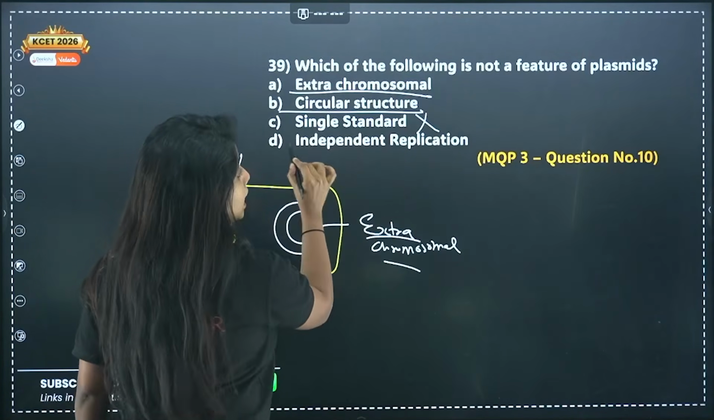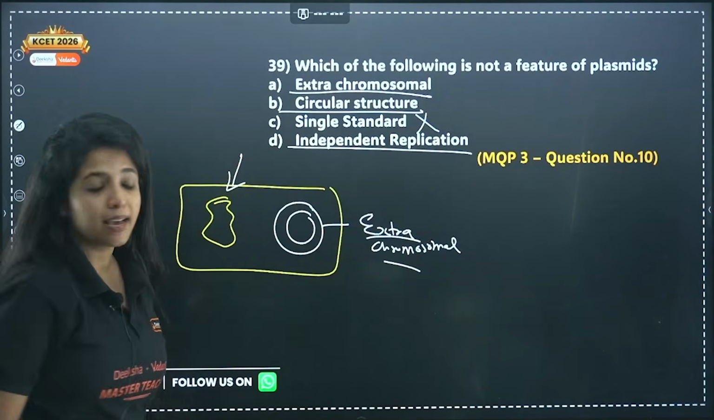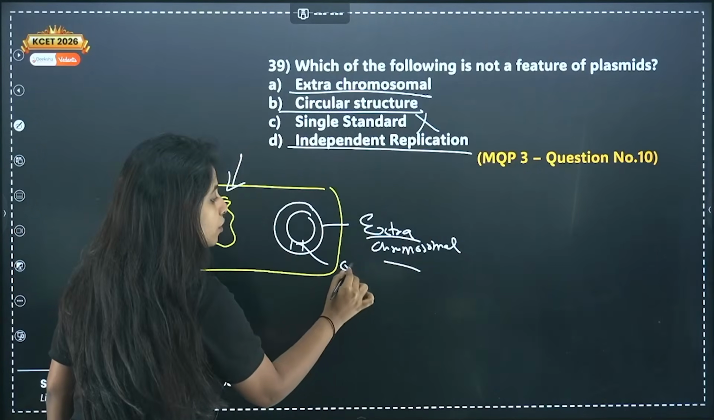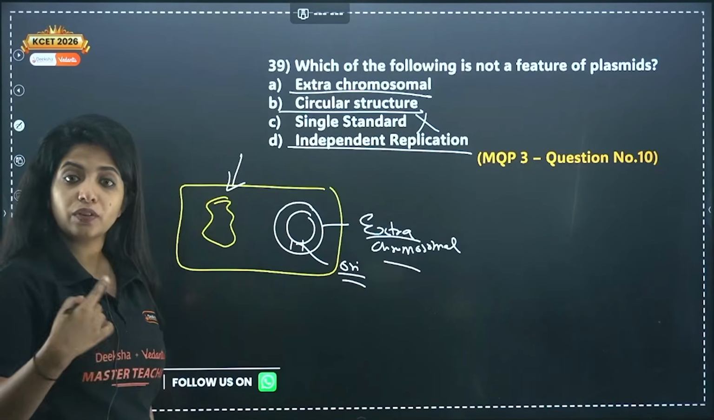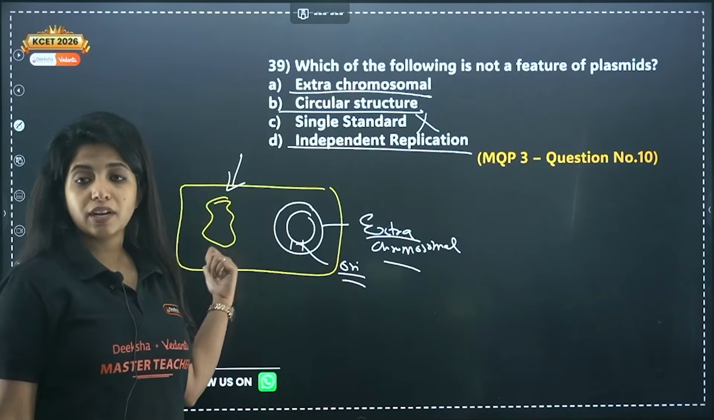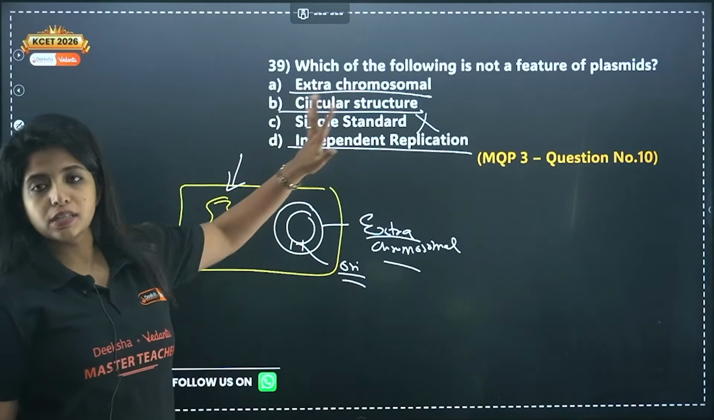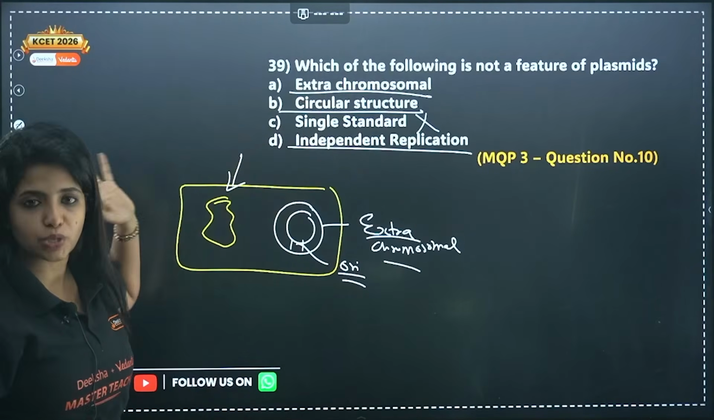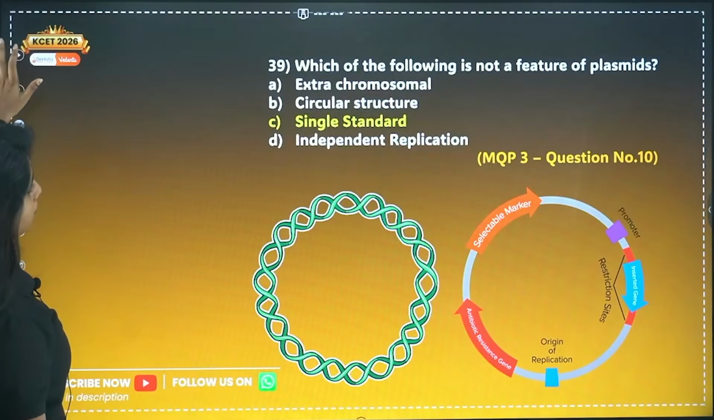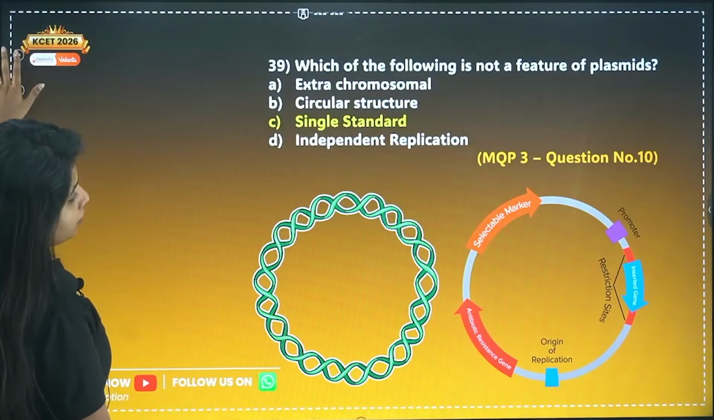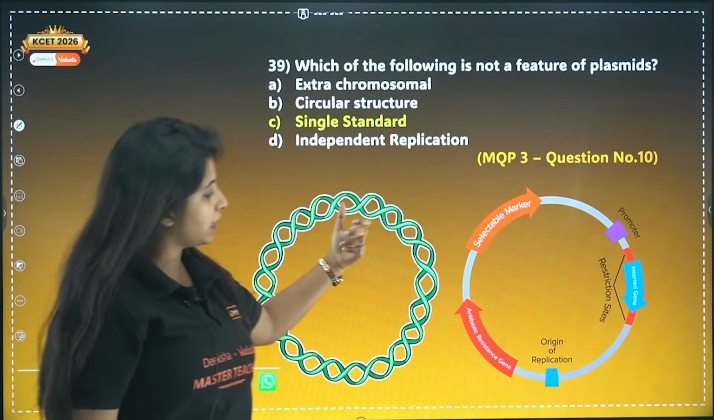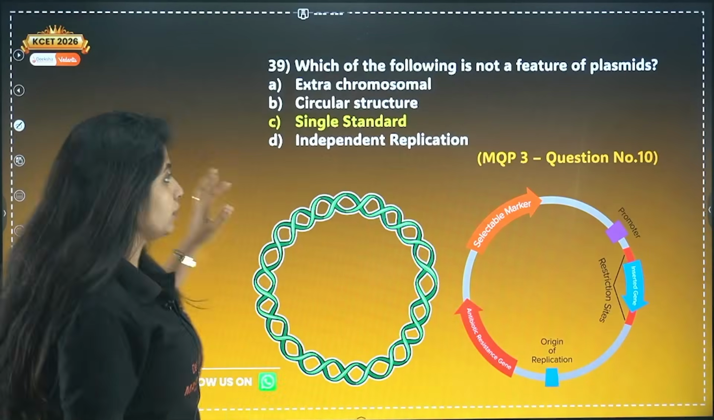So this is wrong. Independent replication, does it show? Yes, because it has its own origin of replication. So replication will happen independently. You do not have to rely on anything else, but it is not single stranded. So this is not a feature of a plasmid. Cool. Done, ma'am. They might have selectable markers, they might have antibiotic resistance genes, all of it.